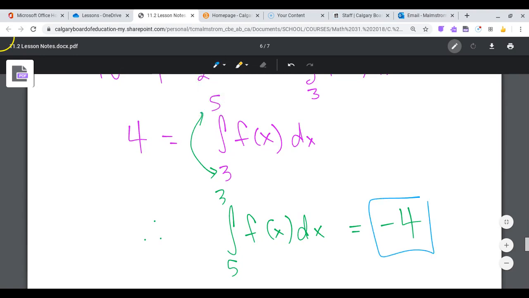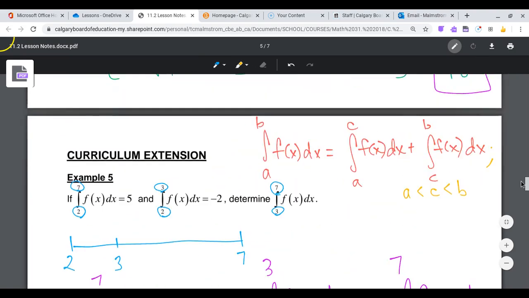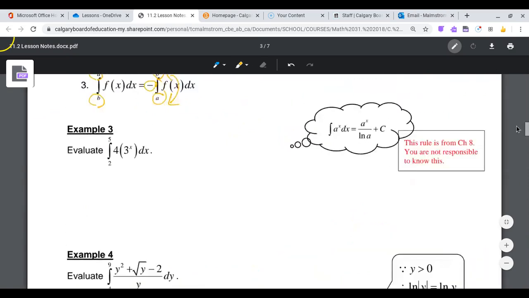Fun little rule. Okay, now let's go back, way back in the lesson. For those of you who are interested in these chapter 8 ones, you don't have to listen. You can finish the video now if you're not interested.